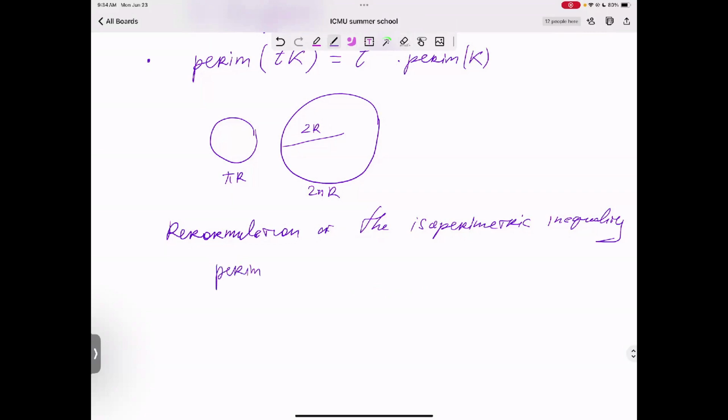The perimeter of a set K over the n-dimensional volume of set K to the power (n-1)/n will always be bounded from below by the perimeter of a ball of any radius, actually, but let's say unit 1, divided by the same volume quantity.